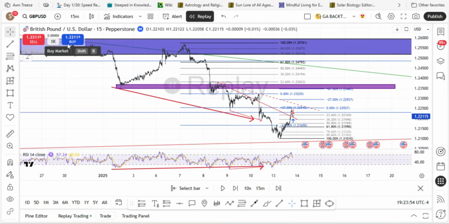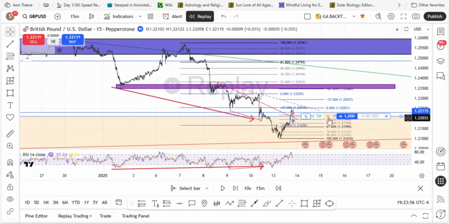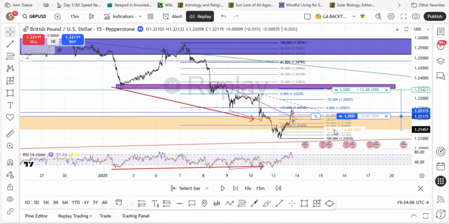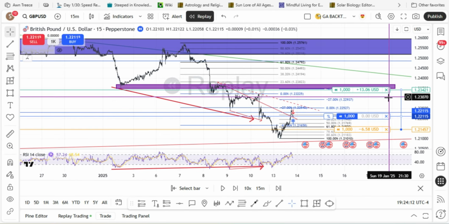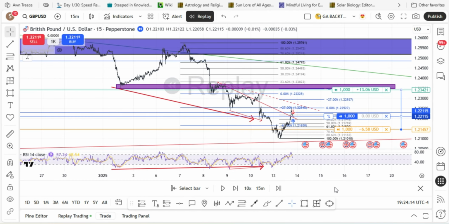Okay, let's do it over. TP here. Stop loss there. Yeah, so that'd be like 2 to 1. All right, so let's see.